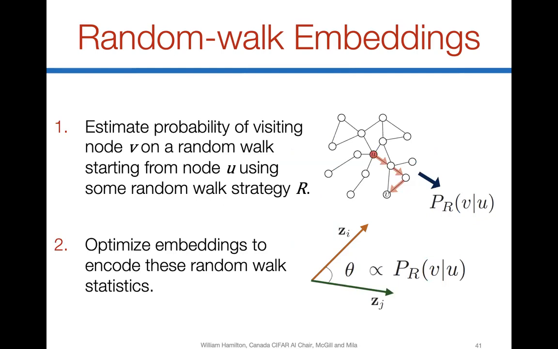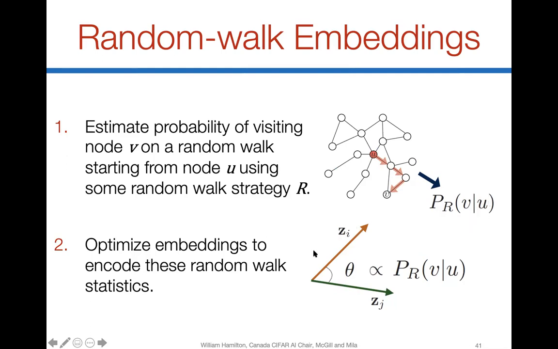And so the way that we do this is that we start by running random walks from all the different nodes in our graph. So we're going to say run a random walk starting from node U in our input graph, using some random walk strategy. So maybe we're just doing random uniform walks of length 3. So we just take 3 random steps. We end up at some other node V. We're going to do this over and over, enough so that we can actually estimate the statistics of the probability of seeing node V on a random walk starting from node U.